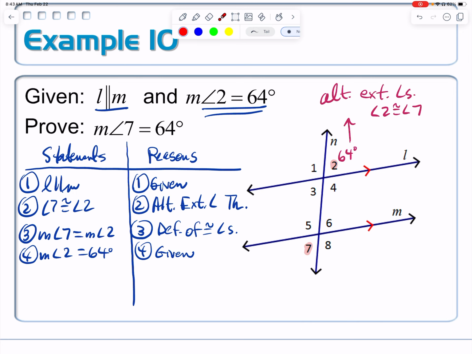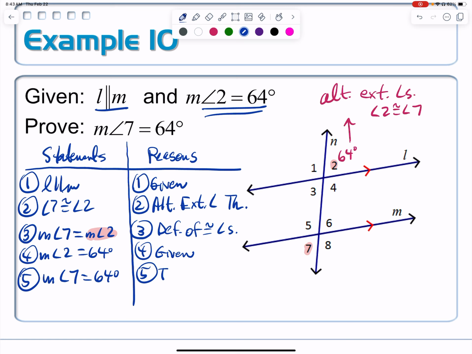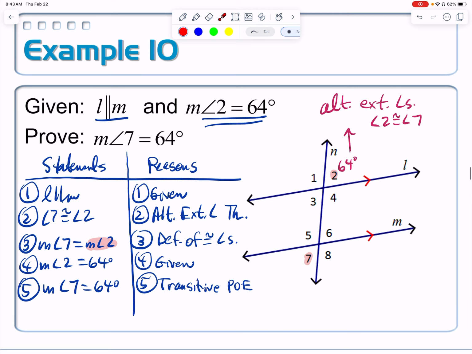It's also substitution in the sense that you would take out the measure of angle 2 and replace it with an equal quantity, which is, of course, the 64 degrees. So on number 5 here, I'm going to say the measure of angle 7 is equal to 64 degrees, which is what we wanted to prove. And the final reason here is transitive property of equality this time because we're working with equations and numbers. And again, like I said, I would be perfectly okay if you put substitution there instead.